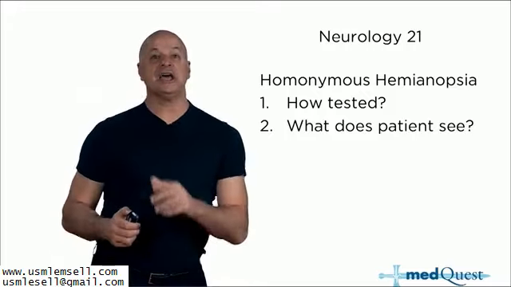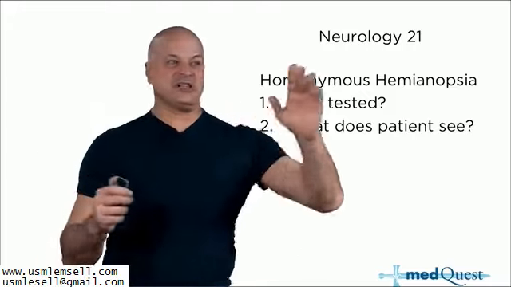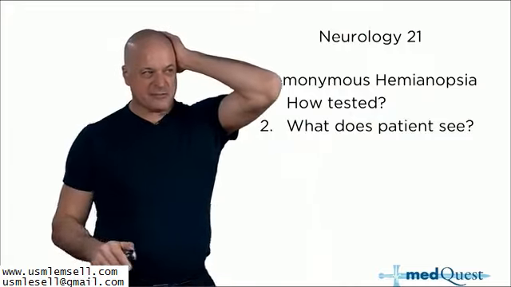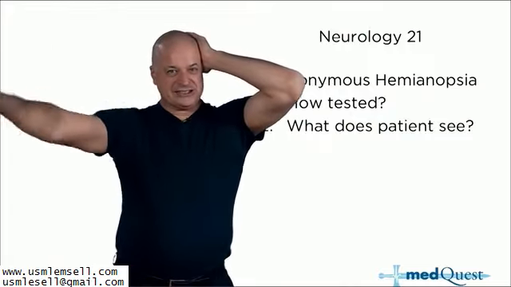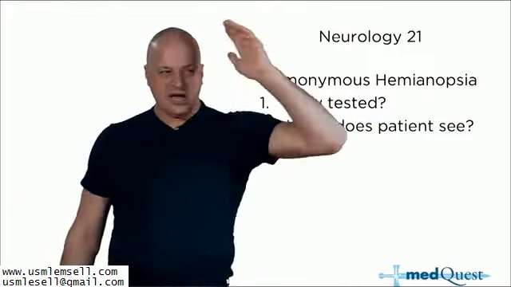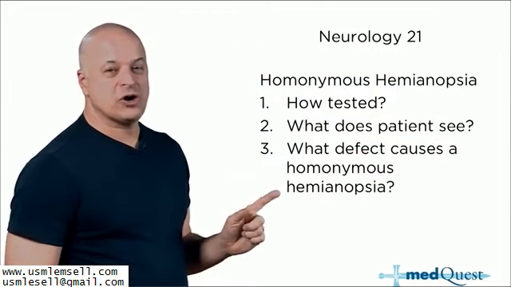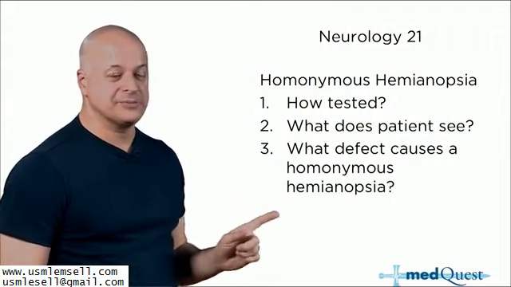So the person doesn't know that they're missing it, but their eyes deviate towards the side of the lesion. If the lesion is on the left side of my brain, I can't see the right. If I can't see the right, I look towards the left. And that's what a homonymous hemianopsia looks like.